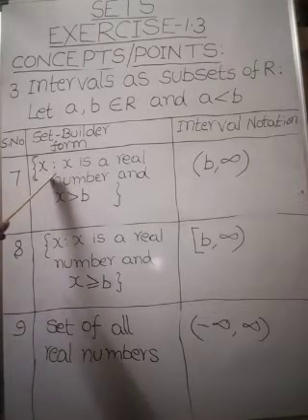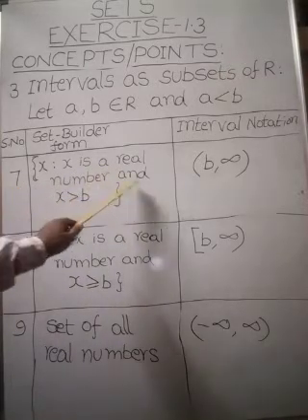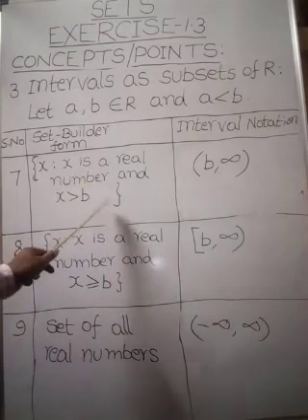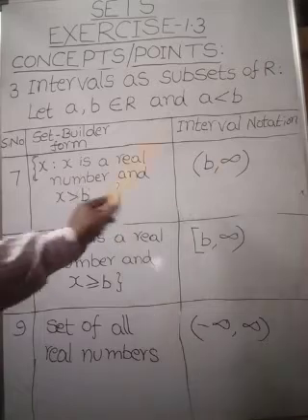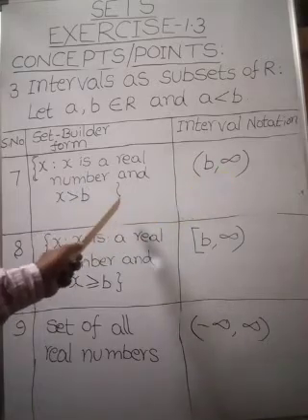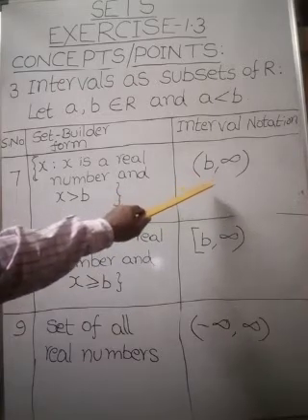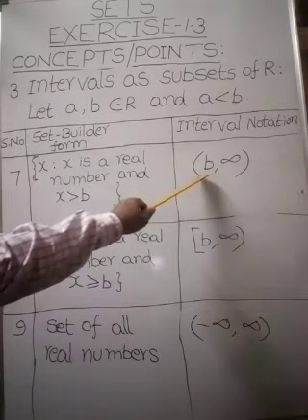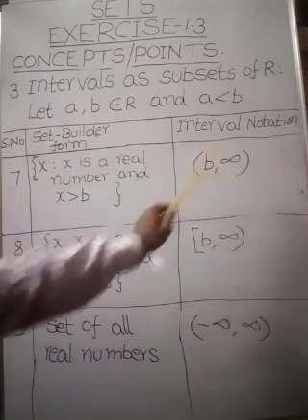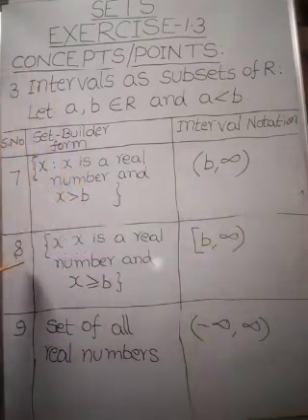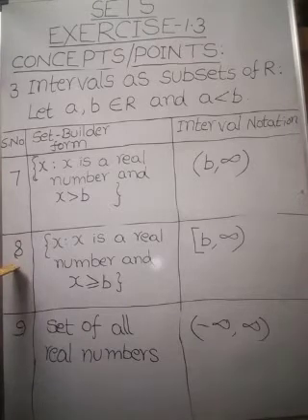Set of all x such that x is a real number and x is greater than b. So all the real numbers which are on the right side of the number b on the number line. We denote it in the form of interval like this: open interval (b, infinity). Understood this interval, my dear children? Right. Now come to the eighth type of interval.